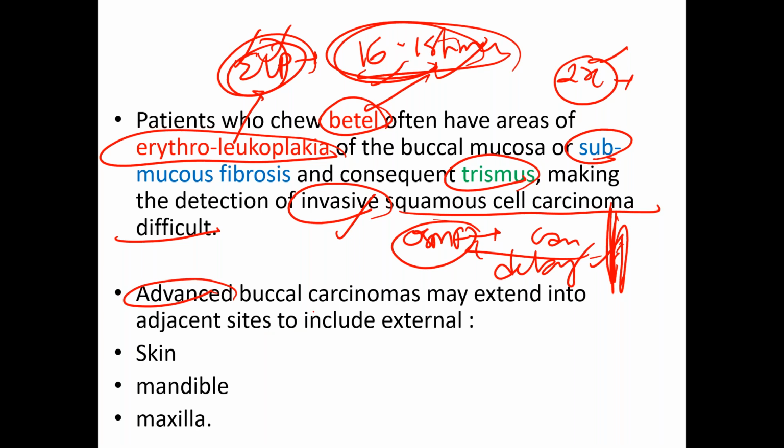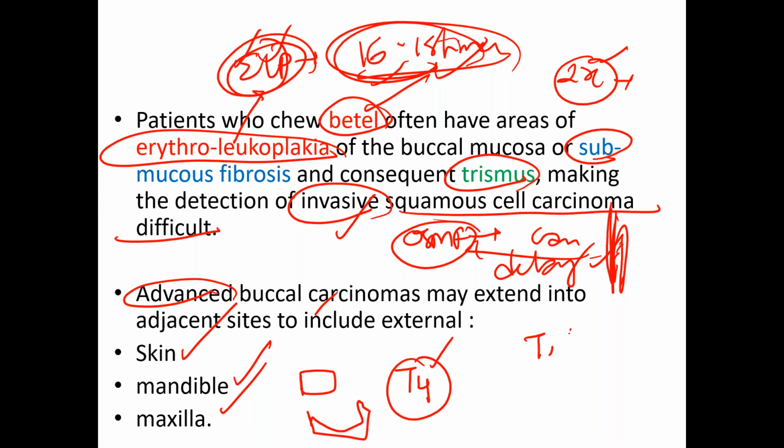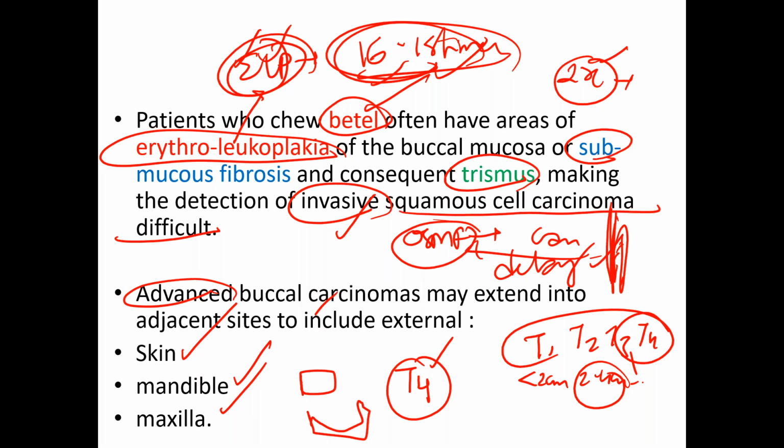If there is advancement in buccal cancer, it can go to skin, mandible, and maxilla. It can go to the upper jaw, it can go to the lower jaw. So it forms T4 stage. There are stages like T1, T2, T3, T4, which I will show you at the end. T1 is less than 2 centimeters, T2 is 2 to 4 centimeters, T3 is more than 4 centimeters. Whereas T4 is T4A and T4B.